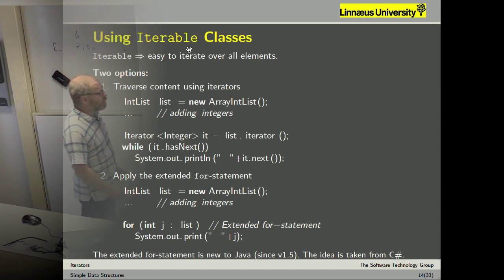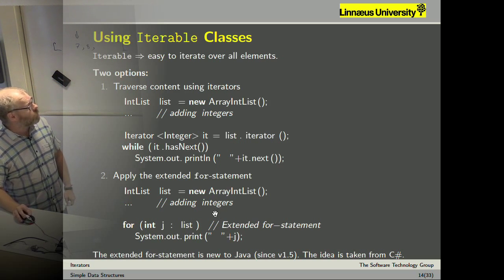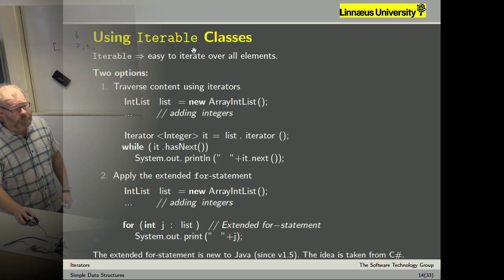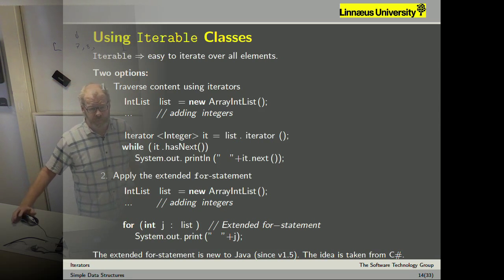So if you have some class where you would like to iterate over all its elements using this approach, then you must make sure that you are implementing the Iterable interface. Then you have this property automatically.